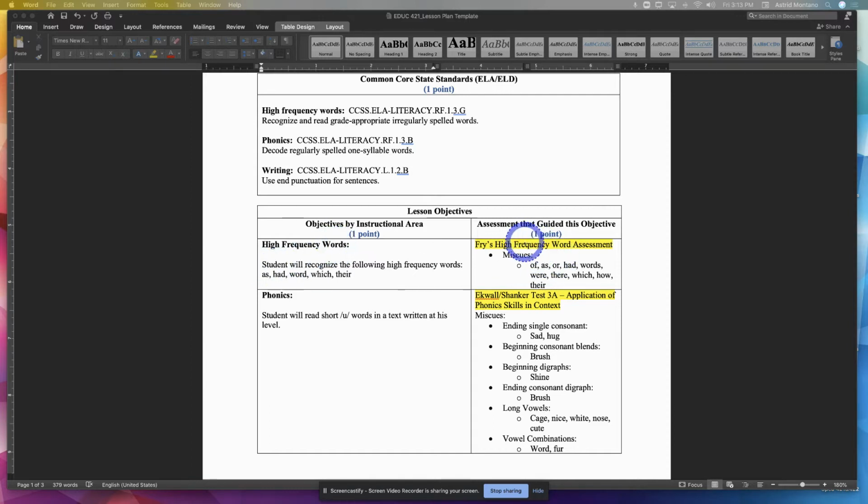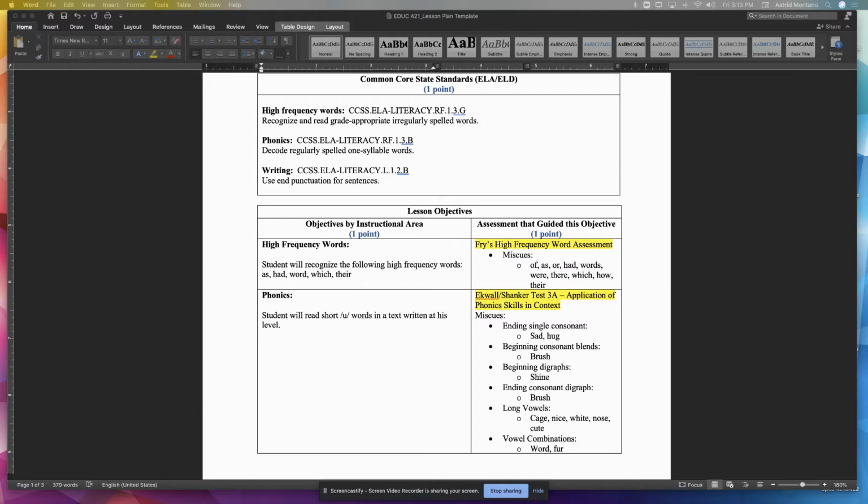We'll notice that the assessment that I gave was Fry's high frequency word assessment. The miscues, or the words that he got wrong, I wrote them down here. Based off of this, I wrote my objective, very explicit: student will recognize the following high frequency words. I picked 5 of the list that he missed.